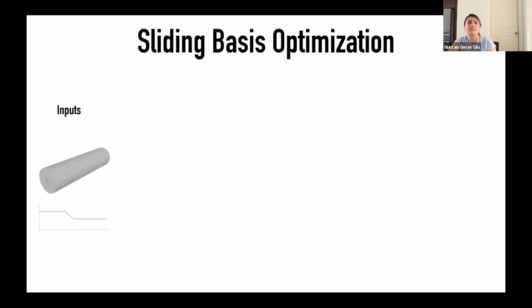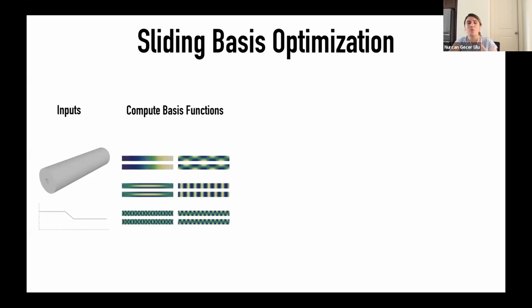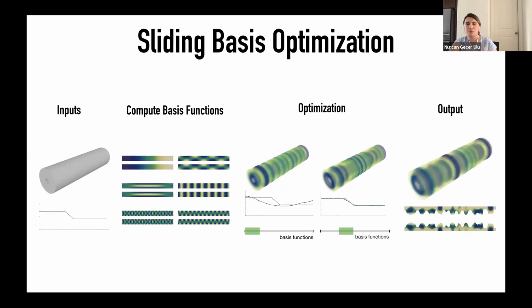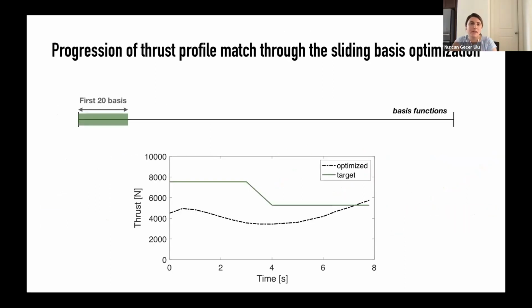And how we solve this is, our sliding basis optimization pipeline: we have our discretized input domain to design the material inside, and we have the target thrust profile. Then we compute the basis functions, and then we do our sliding basis optimization by starting with only the lower frequency basis functions, and then adding the higher frequency components as required until convergence. And at the end, we have our material distribution that gives us the required objective and constraint performance.